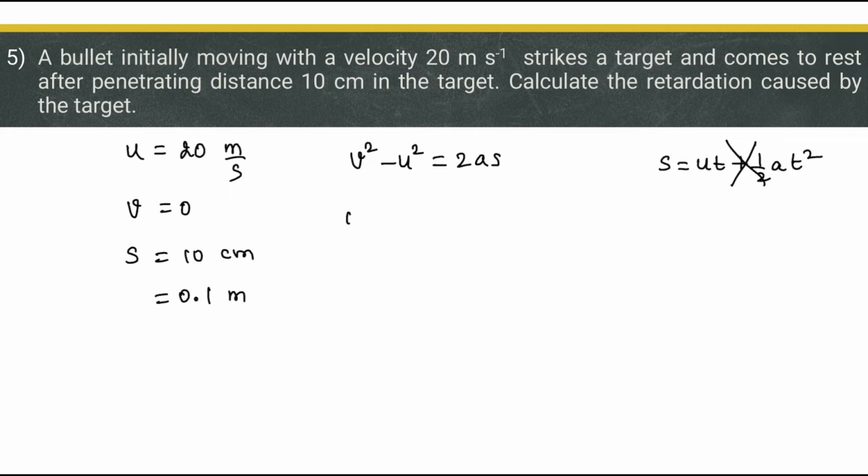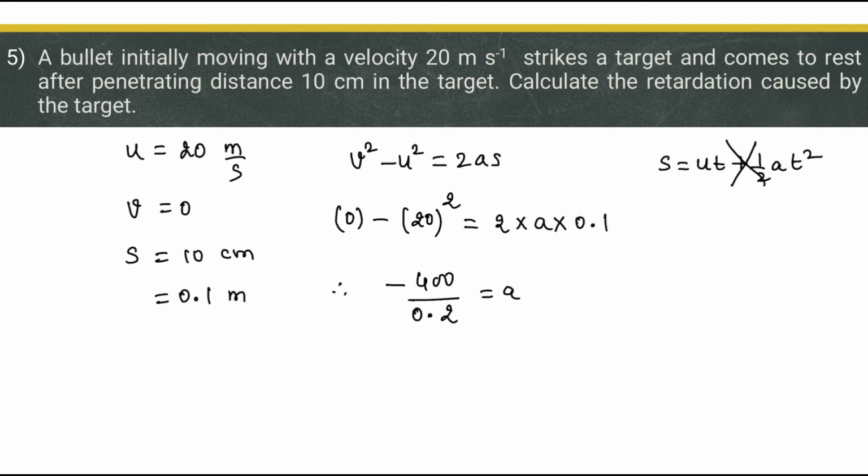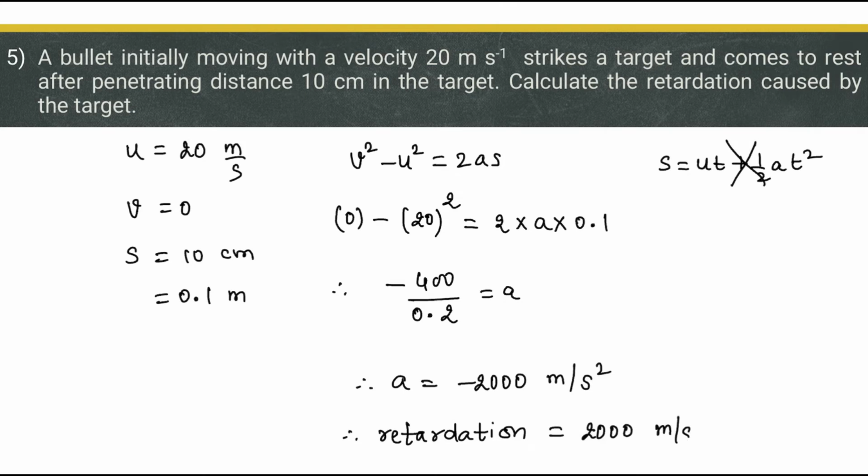Final velocity is 0, initial velocity 20, so 0 minus 20 square is equal to 2 into acceleration, which we want to find out, into distance 0.1. So we get minus 400 upon 0.2 is equal to acceleration. So here acceleration comes out minus 2000 meter per second square. And we know that if acceleration is negative, that is known as retardation. So retardation is equal to 2000 meter per second square.